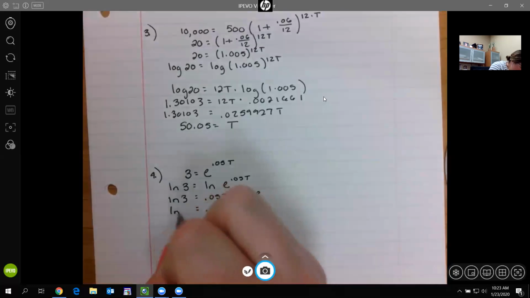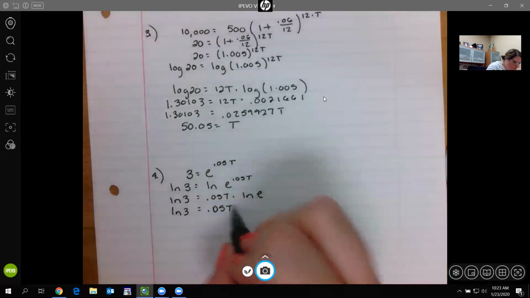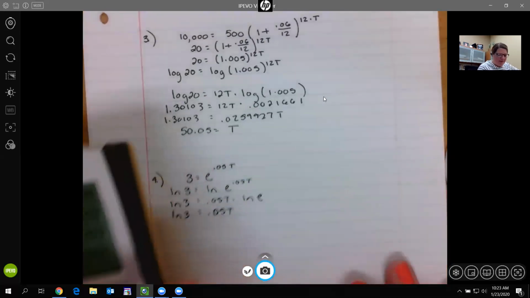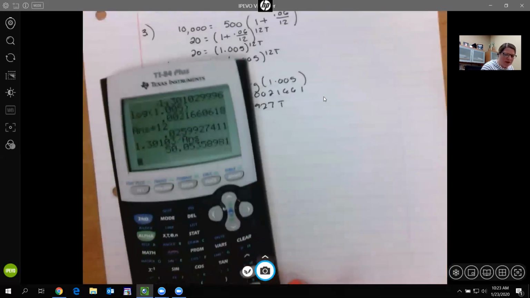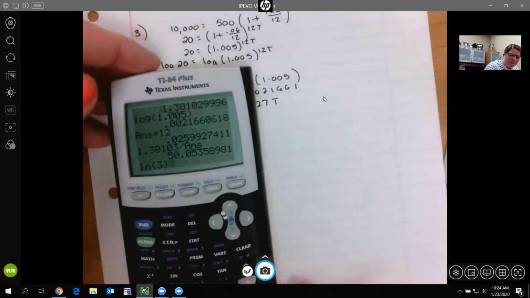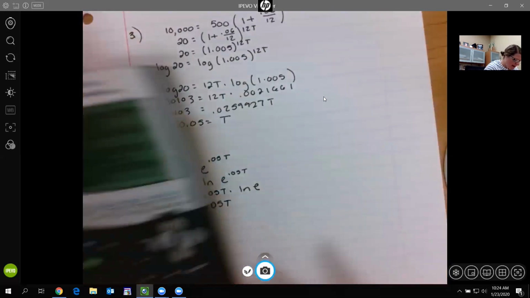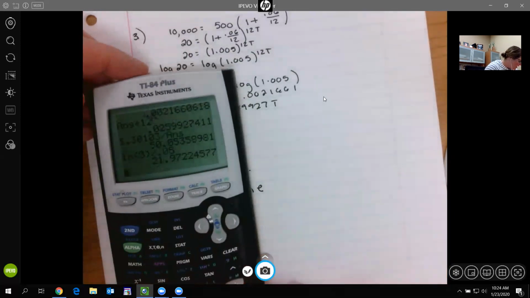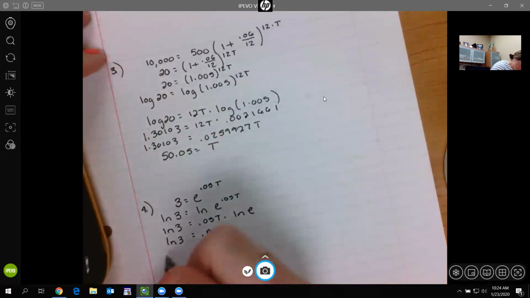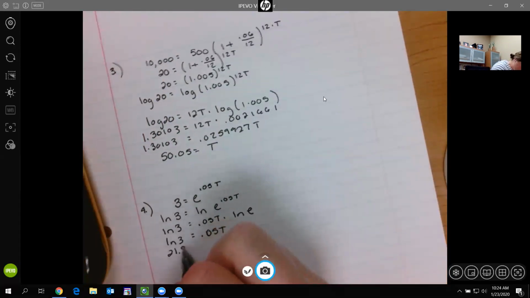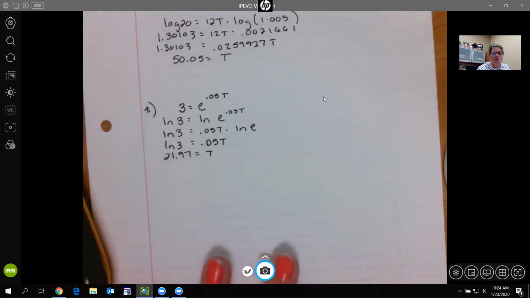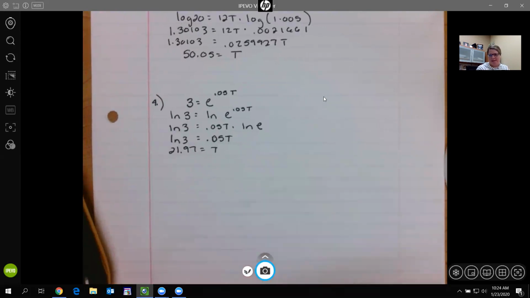So now I'm here. So I can take the natural log of 3 in my calculator and divide it by 0.05, and I will have my answer. So natural log of 3, into that parenthesis so you don't have the other part in it, and I'm going to divide it by 0.05, and I get 21.97. 21.97 equals time. So really, it'll take 22 years to triple your money at the rate of 5%.